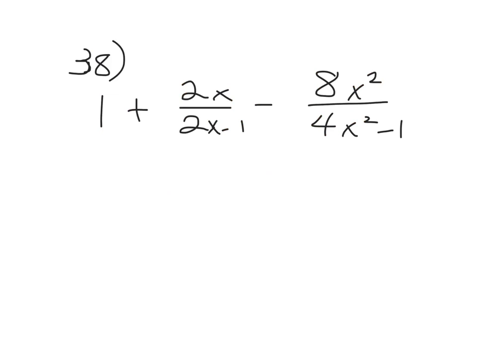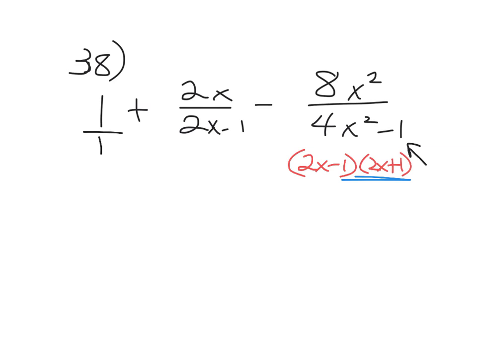And the last problem that you requested to see was number 38. So for this one, I need to factor this denominator, and this I could put a 1 here. So when I factor this, this will turn into 2x minus 1, 2x plus 1. It's the difference of two squares. Notice this is now my common denominator.